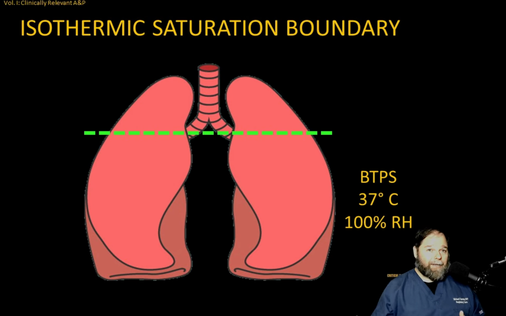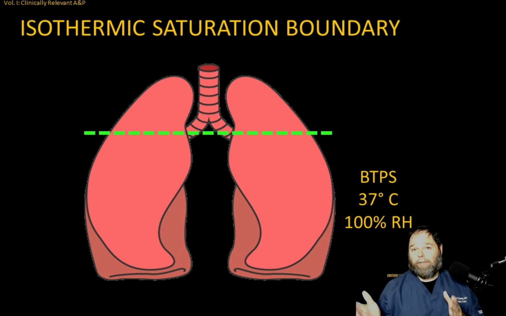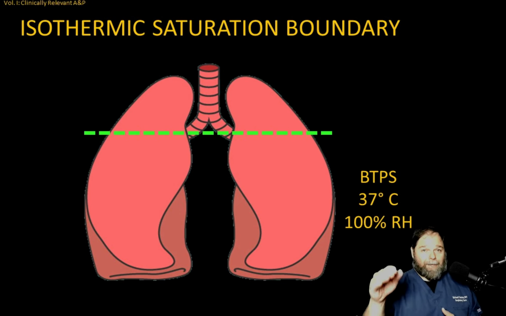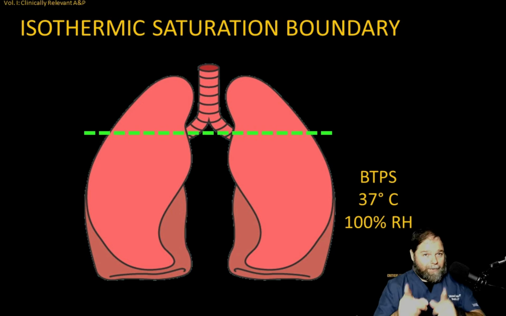And what BTPS stands for is body temperature pressure saturated. So when air is BTPS, then it is assumed to be 37 degrees Celsius, body temperature, and saturated to 47 millimeters of mercury of water vapor pressure. The easy way to think about that is 100% relative humidity to the rest of your body. So when we breathe air in, by the time it reaches this ISB, the air should be at BTPS, 37 degrees, 100% relative humidity. Here's why this is important.